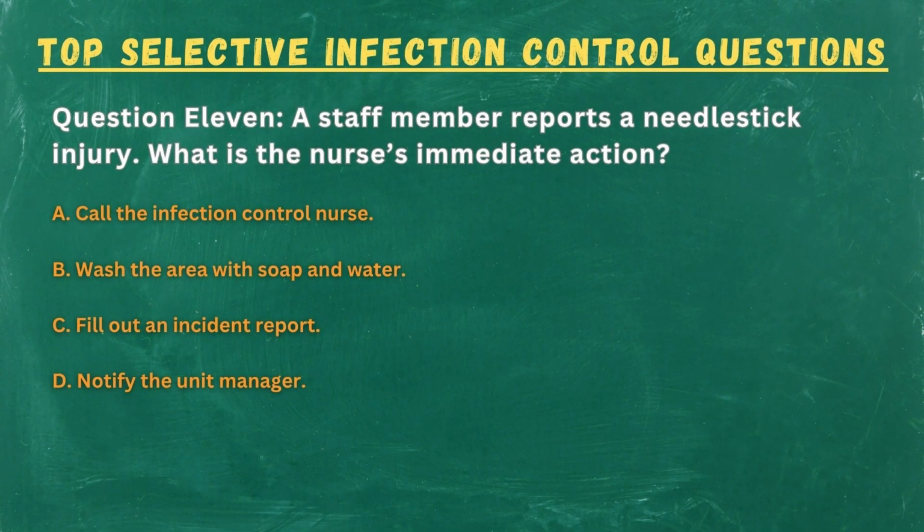Question 11. A staff member reports a needle stick injury. What is the nurse's immediate action? A. Call the infection control nurse. B. Wash the area with soap and water. C. Fill out an incident report. D. Notify the unit manager. Answer. B. Wash the area with soap and water.